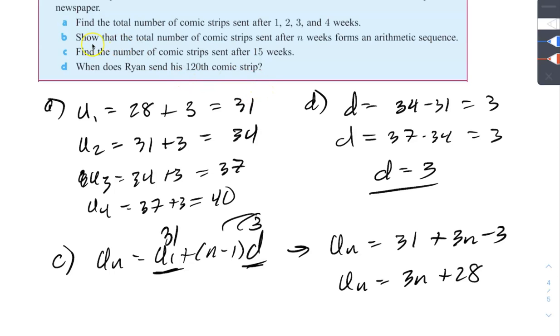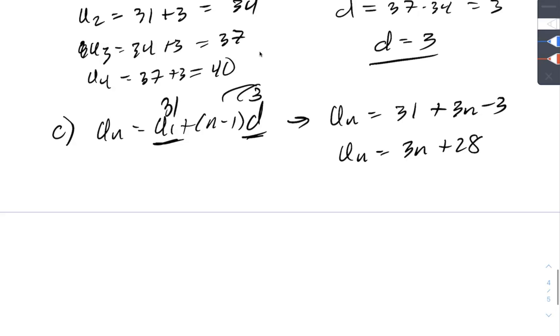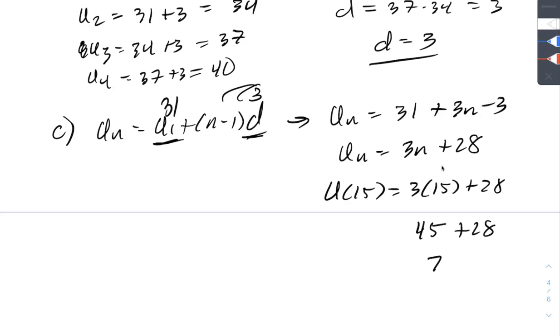They want us to find the number of comics sent after 15 weeks. So for this one, substitute in 15. We get 3 times 15 plus 28. So that's 45. 45 plus 28 is 73. So you sent out 73 comics in total after 15 weeks.